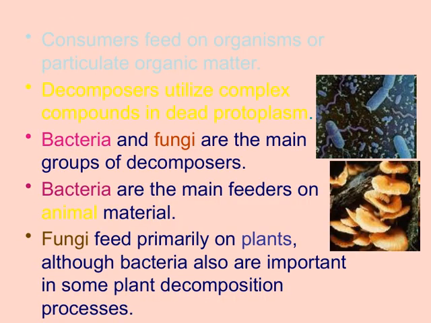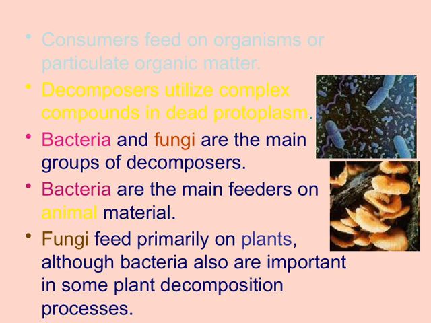Consumers feed on organisms or particulate organic matter, which means they rely on other living things or fragments of dead material for their energy and nutrients. This is a crucial part of the food chain, as it connects producers and decomposers. When it comes to decomposers, they play a vital role in breaking down complex compounds found in dead protoplasm, essentially recycling nutrients back into the ecosystem.